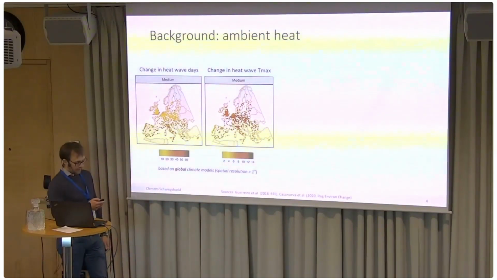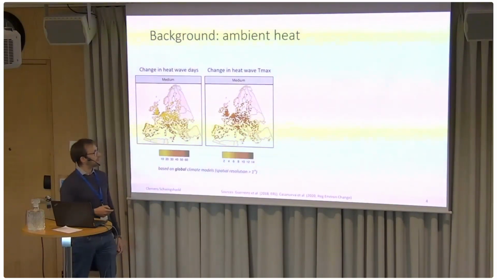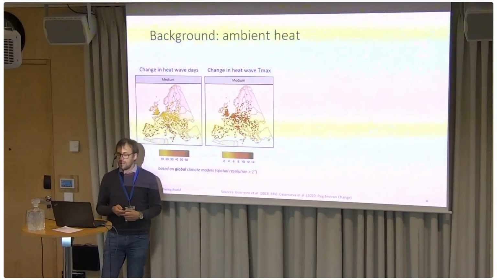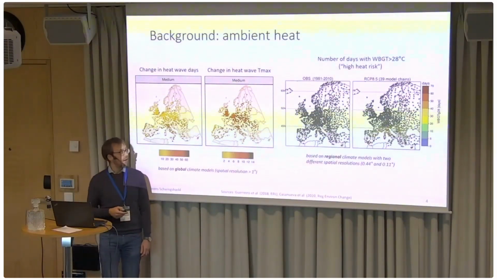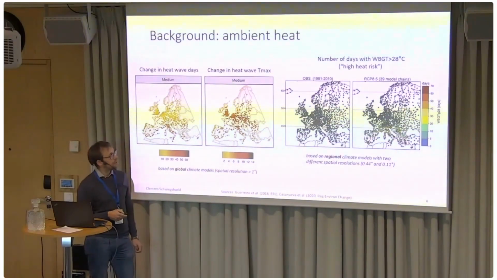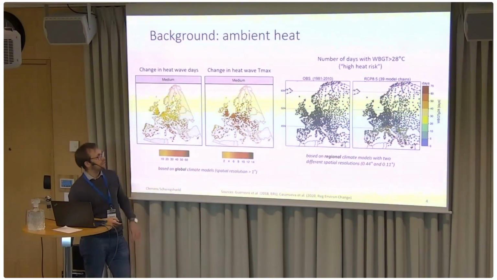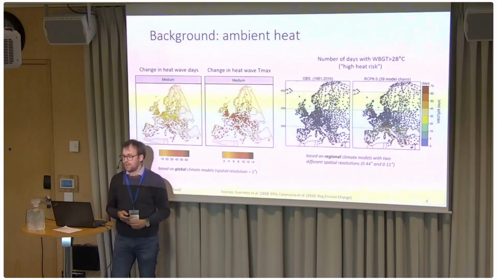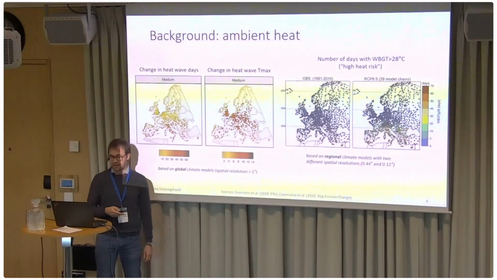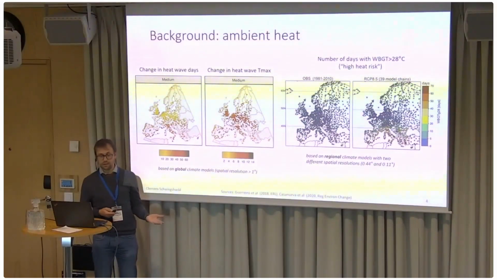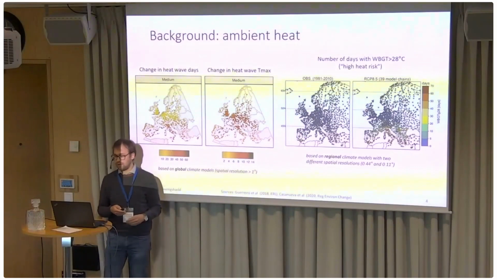But if you look, for example, at the maximum temperature during the heat wave, then the pattern looks different, and it's especially strong in Central Europe. Then there's another study which used regional climate models with higher resolution. They looked into the days during which wet bulb globe temperature is above 28 degrees. Here on the right-hand side, you see that for future projections, especially in the south, there are many exceedances of this indicator. So you see that there are different indicators and also different models, global and regional climate models.